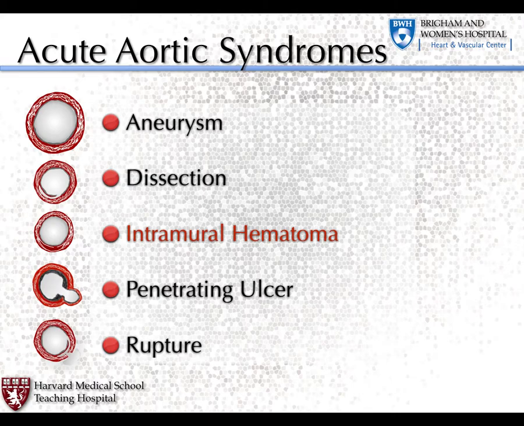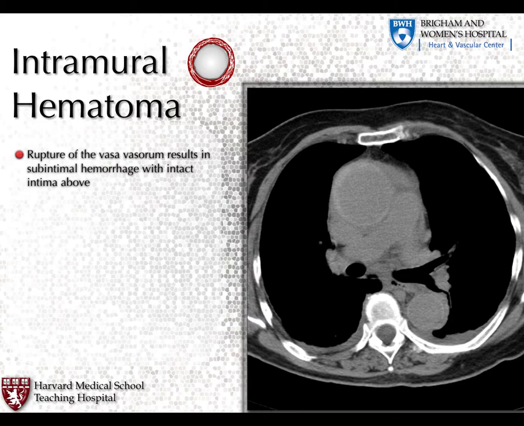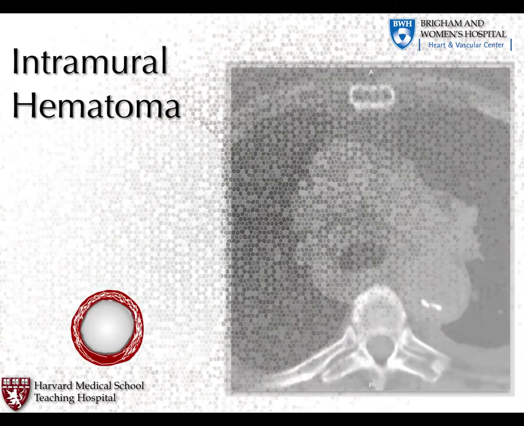Okay, let's move on to intramural hematoma. So here we see an example of a type A intramural hematoma. The main theory is rupture of the vasa vasorum resulting in subintimal hemorrhage with intact intima above. Chest or back pain is the most common chief complaint, exactly the same as dissection. Very similar patient population to dissection too, older hypertensive patients.